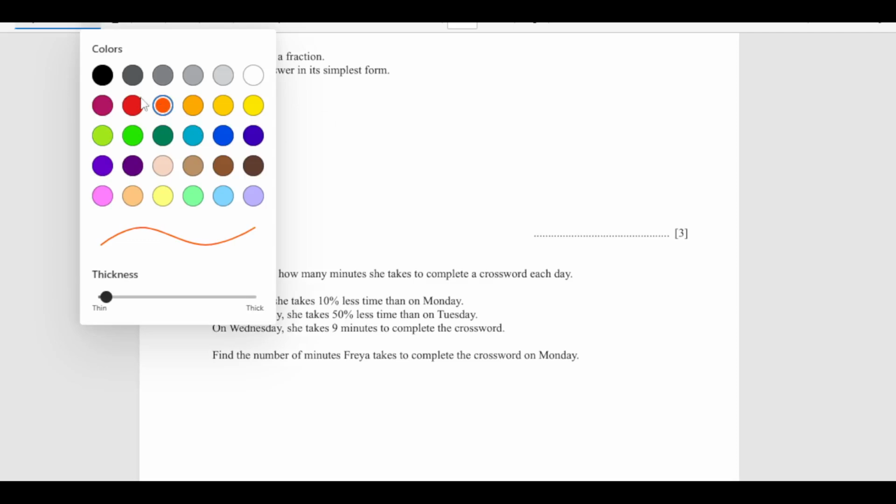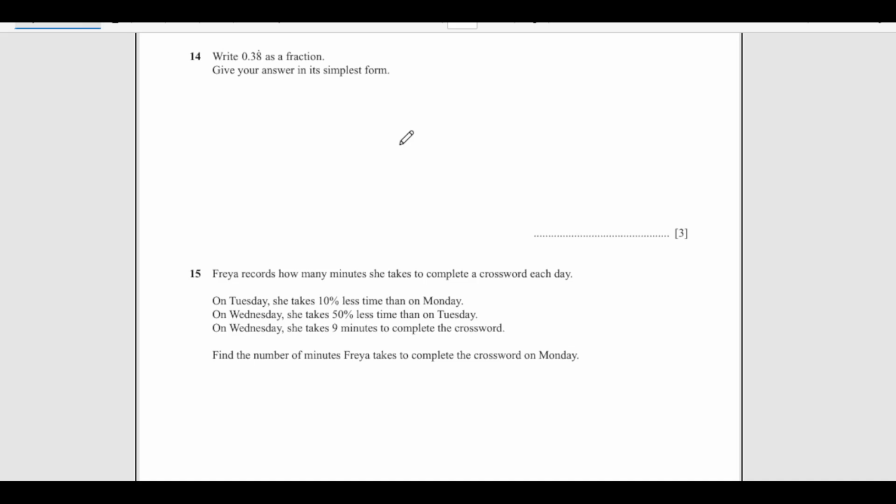So let's start. Question number 14, write 0.38 as a fraction. Give your answer in its simplest form. First of all, I will take x equal to 0.38. As you can see, there is a dot only on the 8, so that means 8 is repeating. So let's multiply both sides by 10. This will become 10x, and the decimal is going to shift over here. This will become 3.8, 8, 8 and 8, and so on.